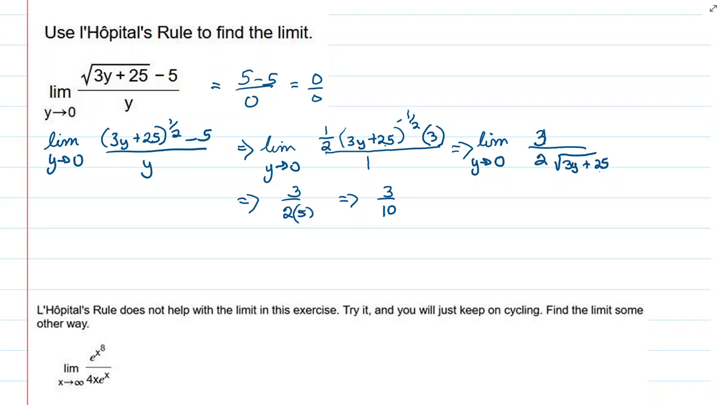Now remember, we can't use it unless we know it's 0 over 0, infinity over infinity, or infinity minus infinity. Those types of forms are where we can use L'Hopital's rule. Is everybody good? All right.